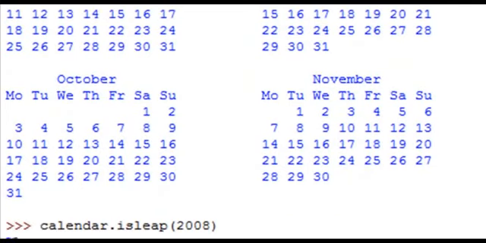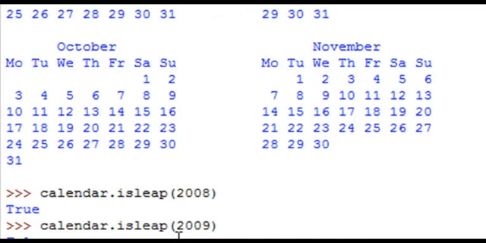And when I press the enter key, I see true as the result, and that's because 2008 was a leap year. And if I were to execute this method again with an argument 2009, I would see false because 2009 was not a leap year, right?